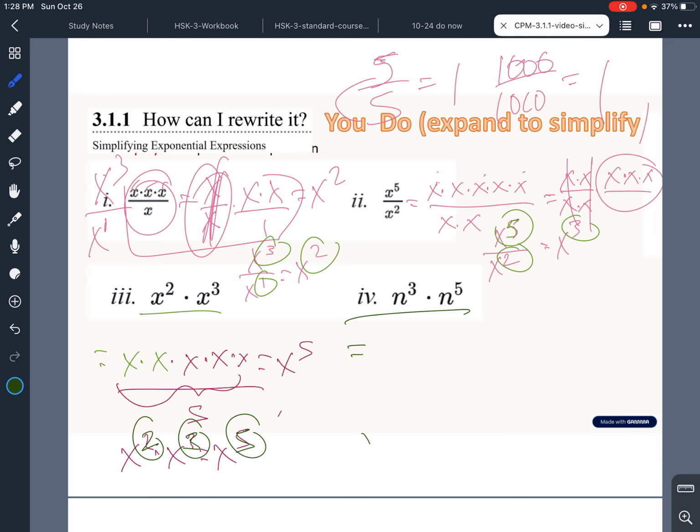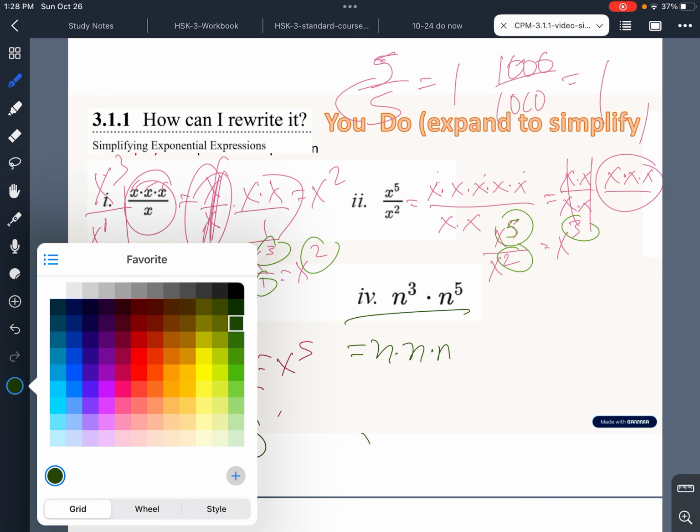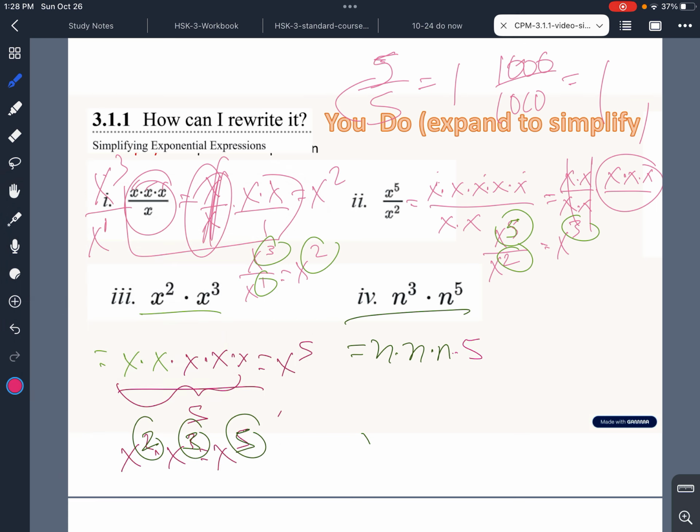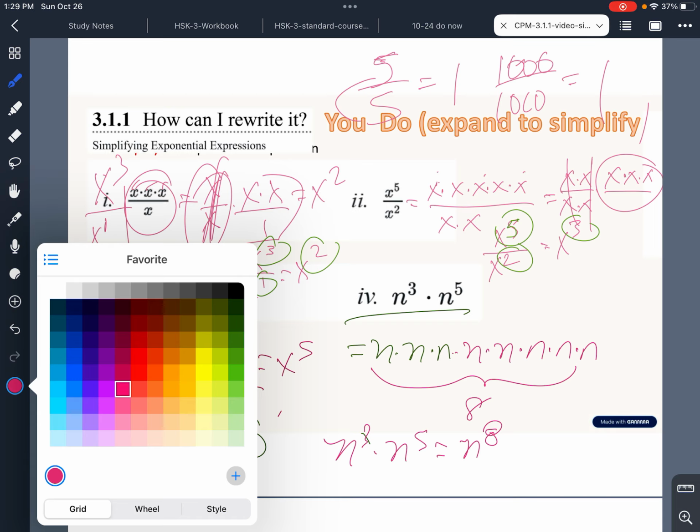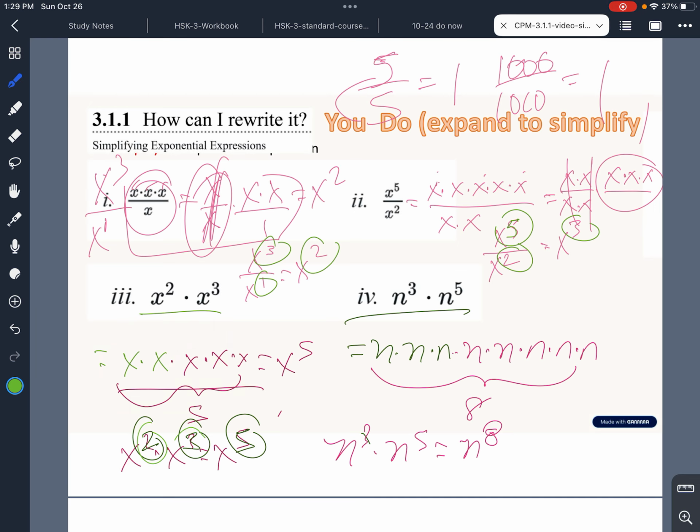So n to the power of 3 is n times n times n. And n to the power of 5 is n times n times n times n times n, 5 times. Well, how many do I have? I have 8. So n to the power of 3 times n to the power of 5 is n to the power of 8. I hope you see the pattern. When I'm multiplying, 2, 3, 5, 3, 5, 8. Okay? We're looking for a pattern.